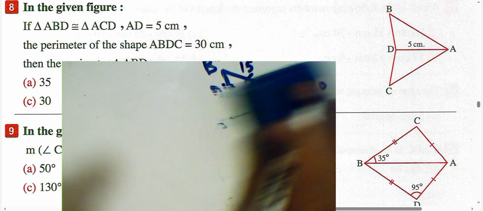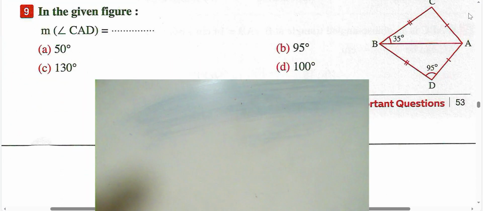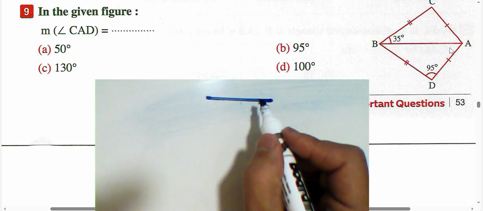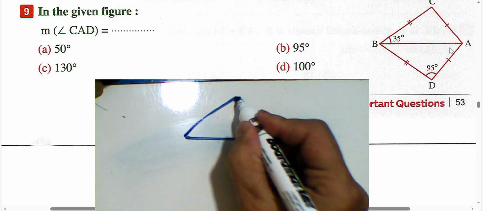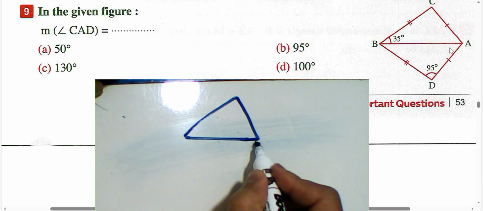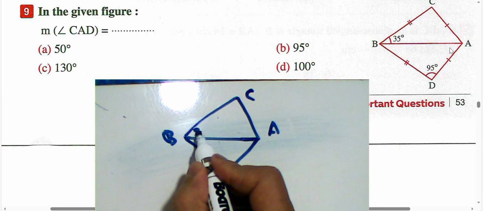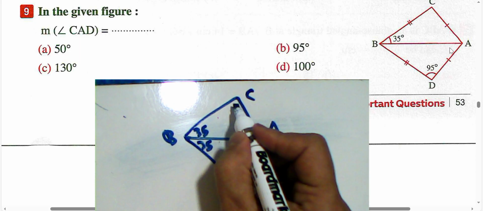Okay. Next question. Number 9. In the opposite figure, the measure of angle CAD equals what? We want to find this angle. We have congruent triangles. We have three equivalent sides, which is the third condition. This triangle is congruent to this triangle. The angle here is 35, so this angle will be 35 also. This is 95, so this angle will be 95.